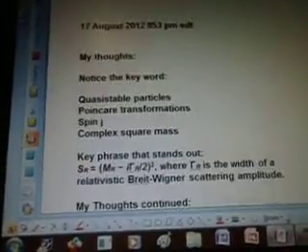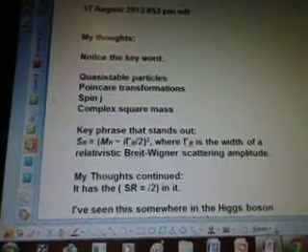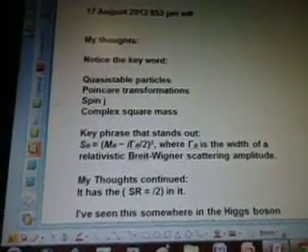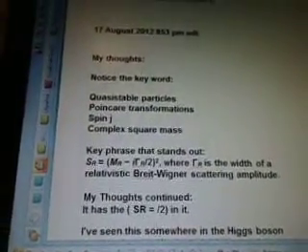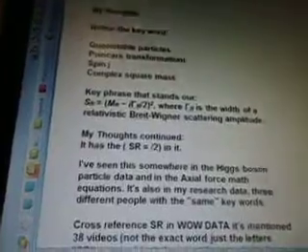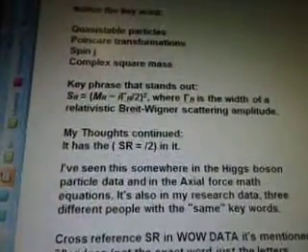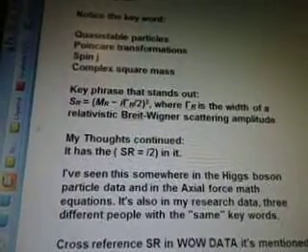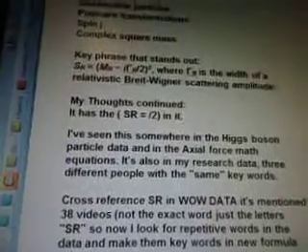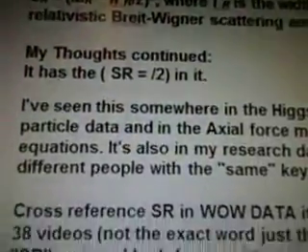So August 17th, my thoughts. Notice the keyword. This is when I was originally working on it. Today's September 8th when I'm filming it, okay? Notice the keywords: quasi-stable particles, Poincare transformation, spin J, complex square mass, and the key phrase that stood out was this calculation, where Γ is the width of a relativistic Breit-Wigner scattering amplitude. My thoughts continued. It has the s_R equals that, /2, in it.